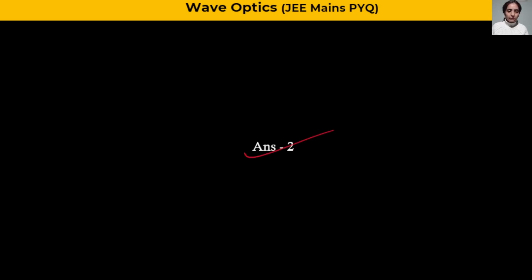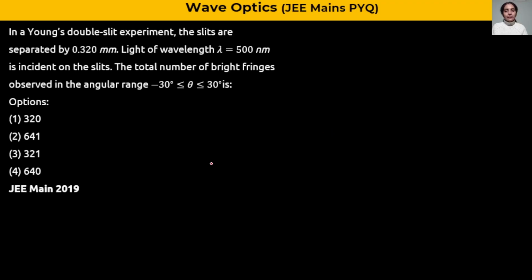Okay, so this is the correct one. You just needed to deal with the mathematics. Now let's move ahead. In Young's double slit experiment, slits are separated by 0.320 mm. Light of wavelength 500 nanometer is incident on the slits. Total number of bright fringes observed in angular range, this one.